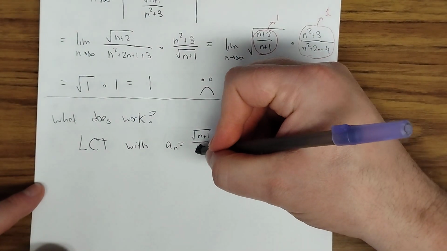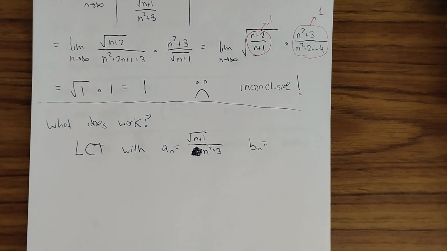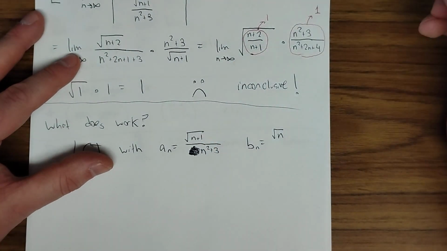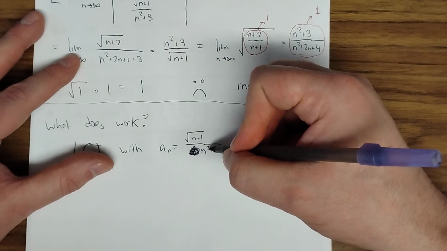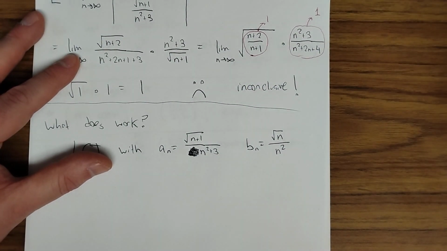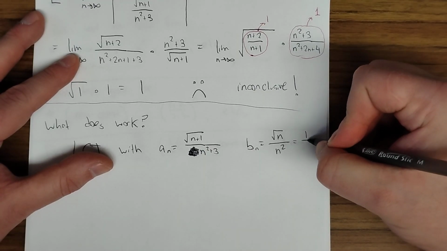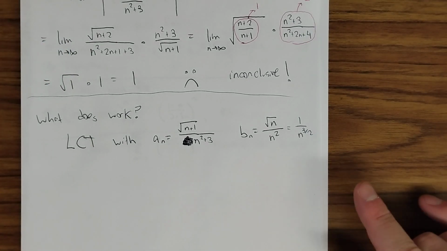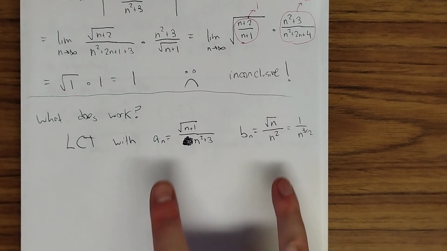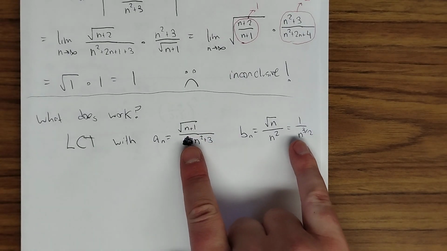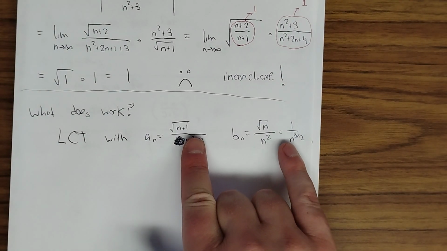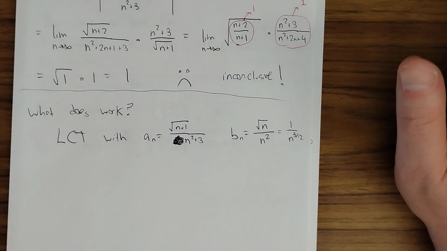And my b sub n is what I get if I look at a sub n and I ignore all of the less important parts. So for my b sub n, I would ignore the 1 and just call this square root of n. And on the bottom, I would ignore the 3 and just put the n squared on the bottom. So this is 1 over n to the 3 halves. I'm not showing all the work. Of course, to use the limit comparison test, you have to do the limit of this over this and get a finite answer. But if you show that work, you will get a positive finite answer, I should say, sorry.